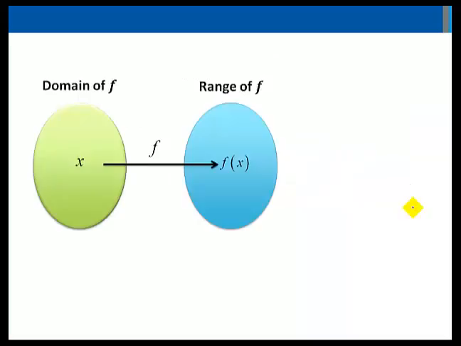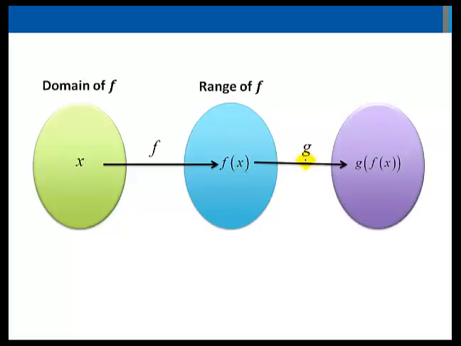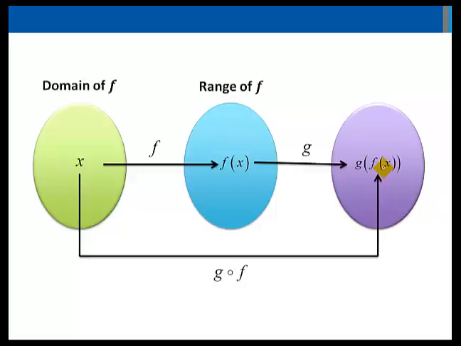Recall that a function f matches an x value in the domain of f with a value f of x in the range of f. A function g may match that value of f of x with a value g of f of x. g of f of x is equivalent to g composed with f of x. Note that g of f of x is in the range of g composed with f. The domain of g composed with f may be different than the domain of f. We'll next look at the domain of g composed with f.